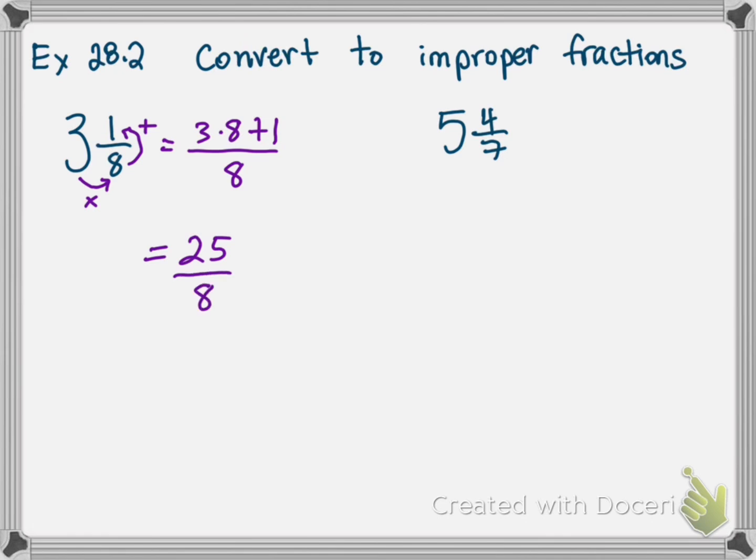And that's our answer. Same thing here. We have to multiply and then we have to add. So in this case, we multiply 5 times 7 plus 4. And again, we have the same denominator, the 7. So it's going to be 35 plus 4, 39 sevenths.